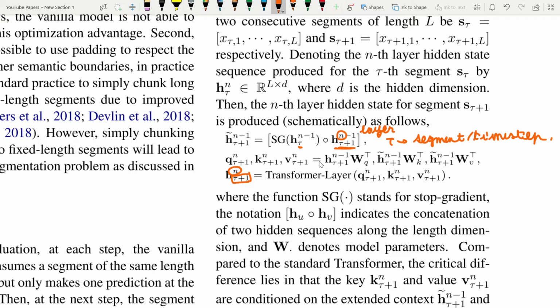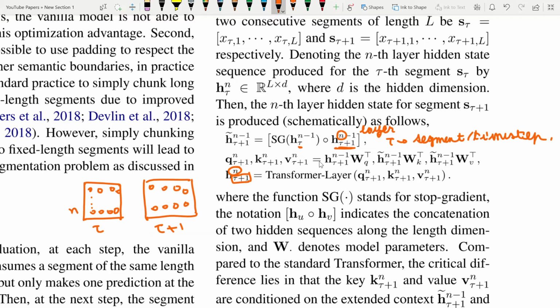So, from the beginning, over here this h tilde n minus 1 tau plus 1. These notations are a bit important. I'll just draw it here. This is your tau. These are the segments. This is tau plus 1, and over here you will have some segments, obviously, if it is sequence length 4, and you'll have their dependencies and all.